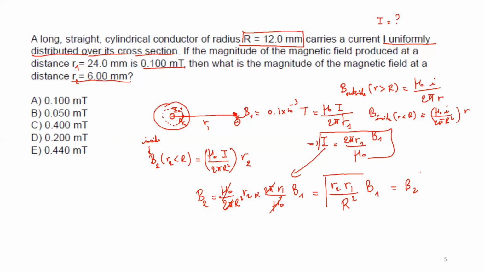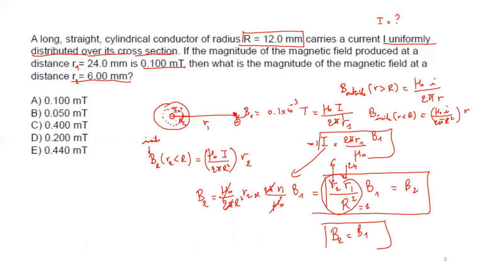If you use the numbers that I gave you here, you will see that B2 is just equal to B1. Because R2 is 6, R1 is 24, and capital R squared is 12 squared, so this ratio is just 1. For the numbers I gave you, that's why B2 is equal to B1. But of course, if these numbers R1 and R2 were different, I would have a different answer. But here the answer is just this.